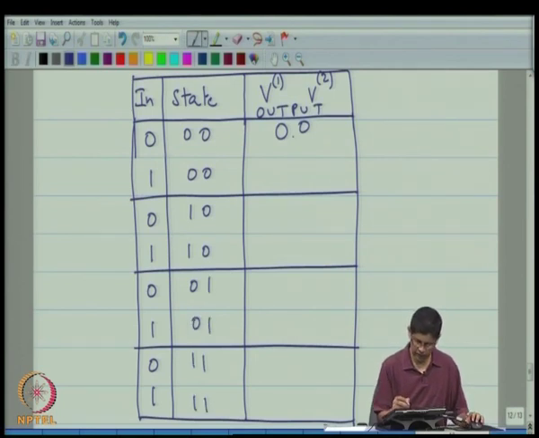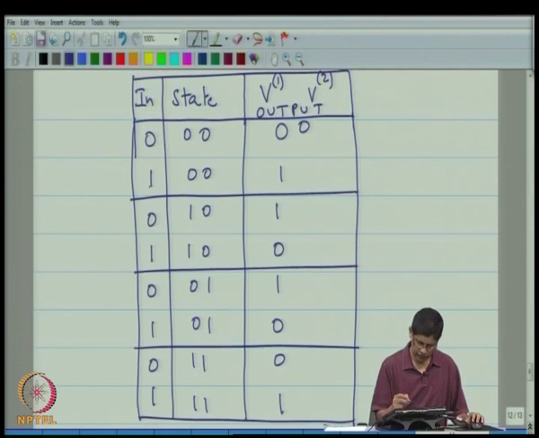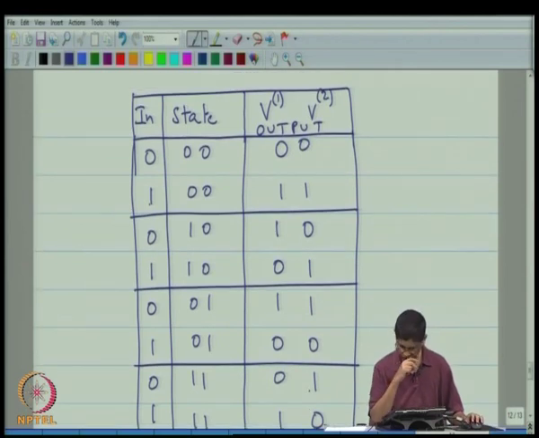So if the input is 0, the state is 0 0, the output is 0 0. To get the first output, you always add the 3 symbols. So that is 1 1 0 1 0 0 1. The second output you get by adding the first and the third symbols, the current symbol and the symbol 2 instants prior to that. So in this case that would be 1 0 1 1 0 1 0. Okay, so these are your outputs.